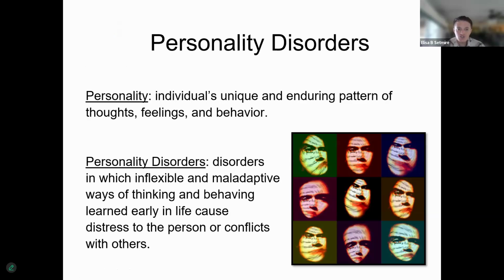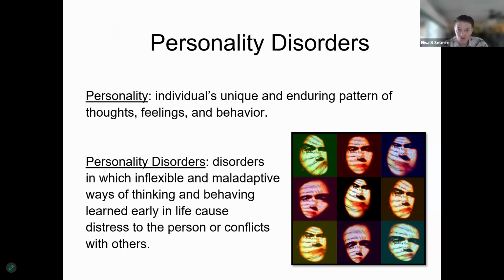Another group of disorders are the personality disorders. Now, we all possess a personality, hopefully just one, or we have dissociative identity disorder that we just talked about. But we talked about personality a couple of chapters ago. It's everything that makes you you, right? Your unique and enduring pattern of thoughts, feelings, and behavior. Now, a personality disorder is when people have inflexible, maladaptive ways of thinking and behaving, and they tend to start very early in life and persist.